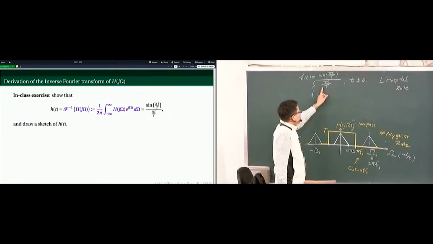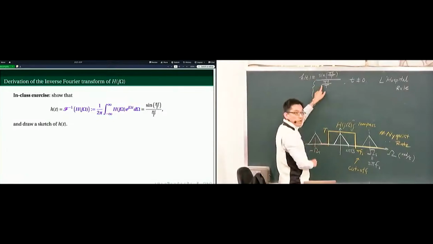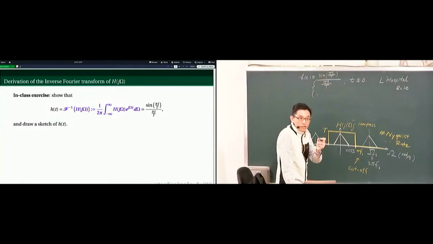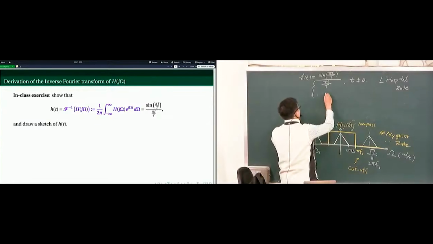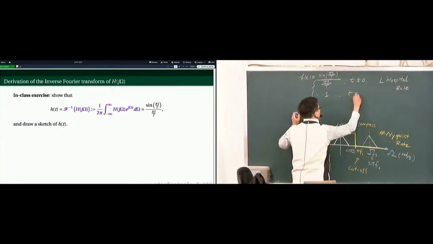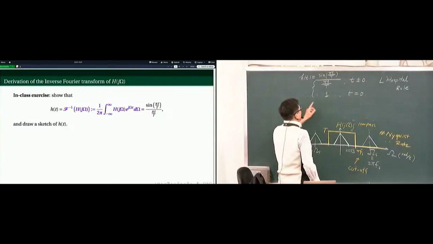Yeah, you can apply L'Hopital's rule, or it's not necessary that you do that, but let's define it that way, because the sine of something is equal to that thing when that thing is very small, when that thing is approaching 0. So let's define this to be 1 at t exactly 0. So this is why we're going to try to make a sketch.